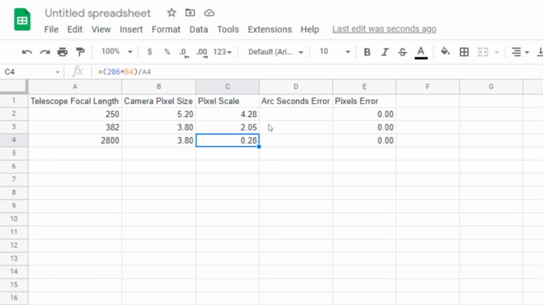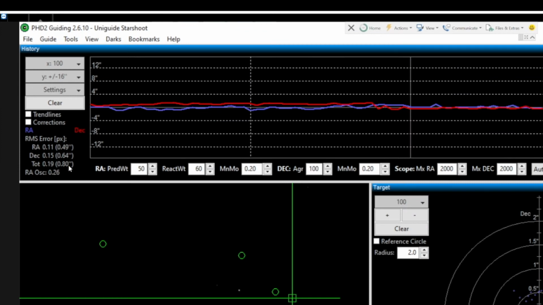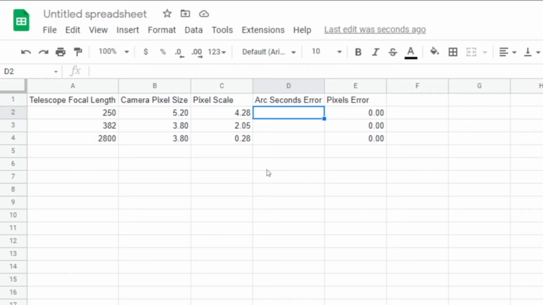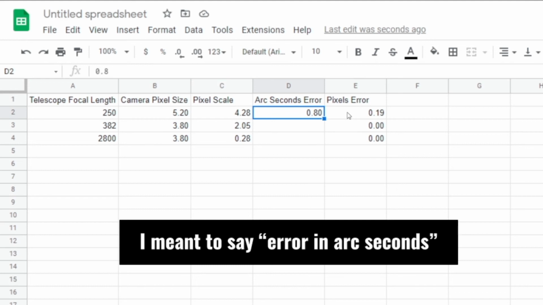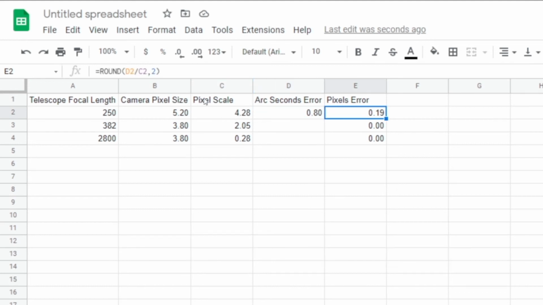So let's see what the effects are here. I'm going to plug this in, and let's plug in this number of 0.8 and see if we get 0.19. So 0.8, and we got 0.19. And the formula is you take the arc seconds per pixel and divide that by the pixel scale. So 0.8 divided by 4.28, and we get 0.19.